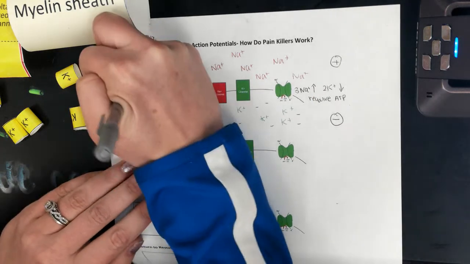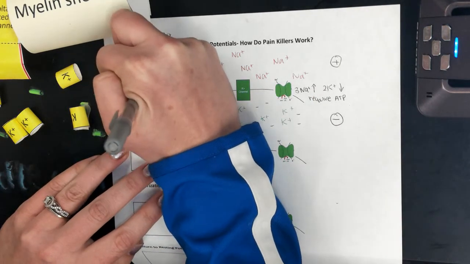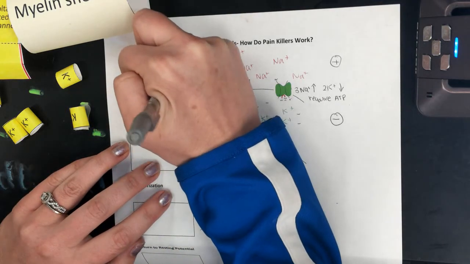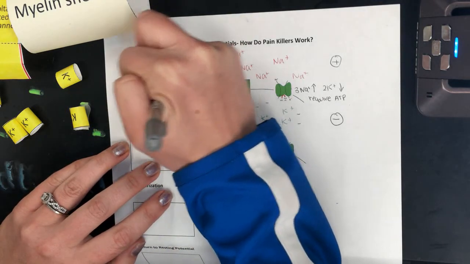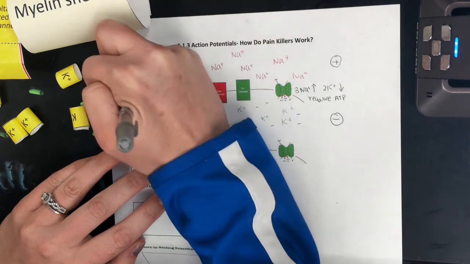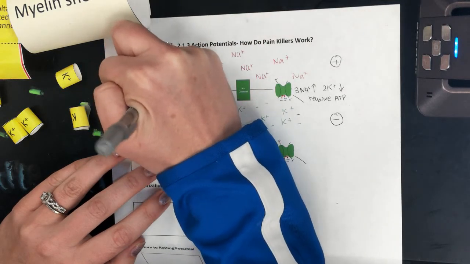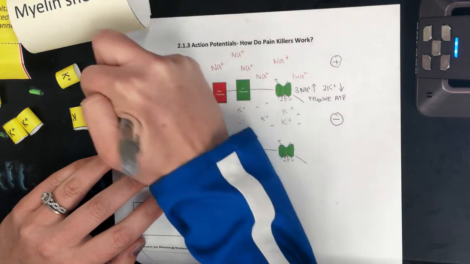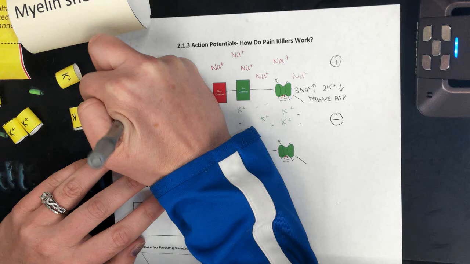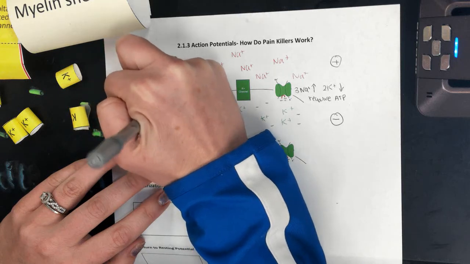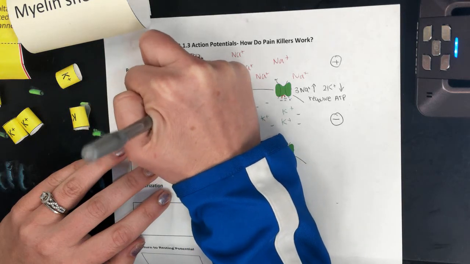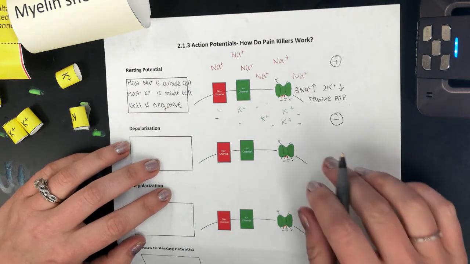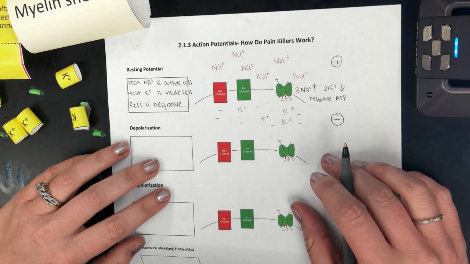So what's happening here? Most sodium, and I put most, not all, is outside the cell. Most potassium is inside the cell. And the cell is negative. Okay, negative 70 millivolts to be exact.